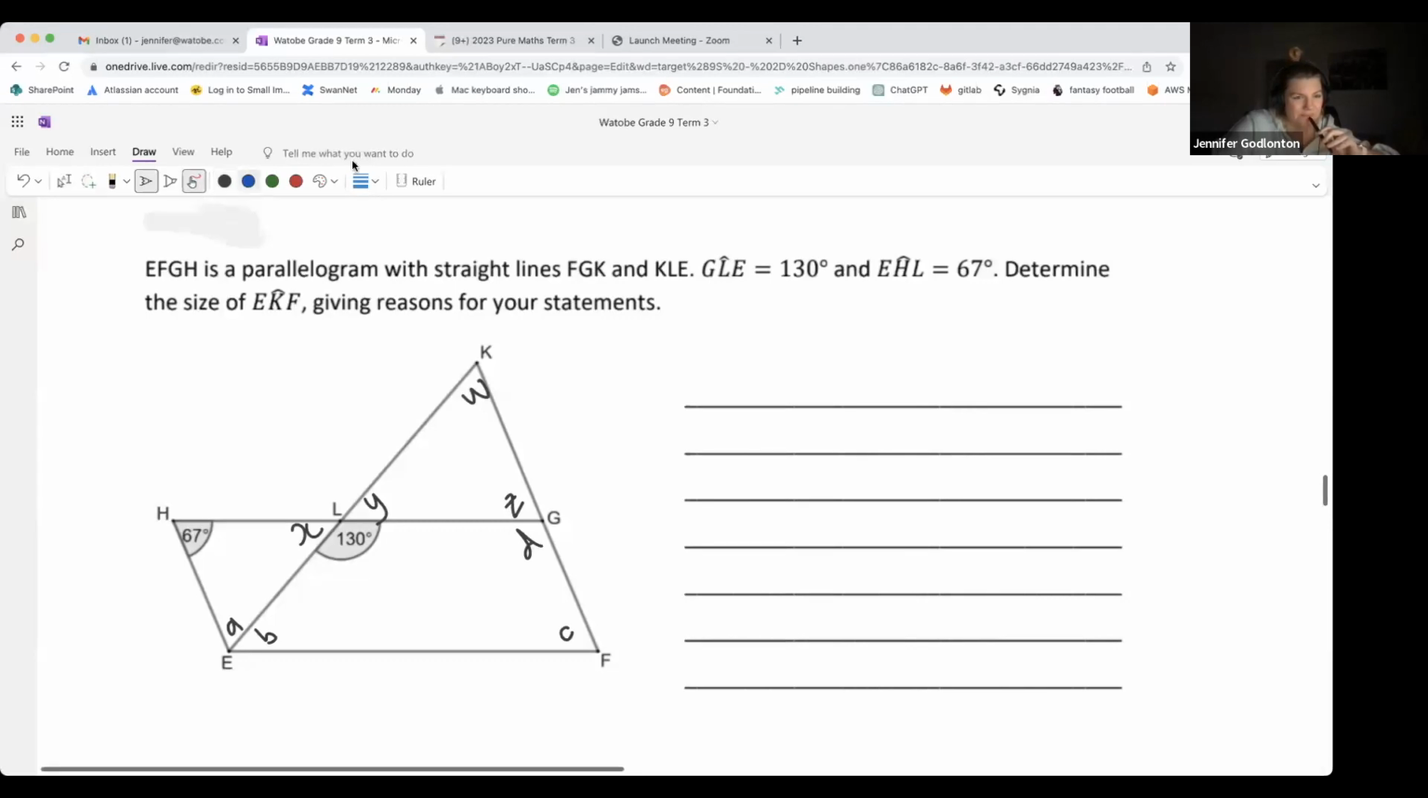Okay, ma'am. So I'm saying that X will equal 50, ma'am, because angles are in a straight line. Nice. Angles in a straight line. Beautiful.